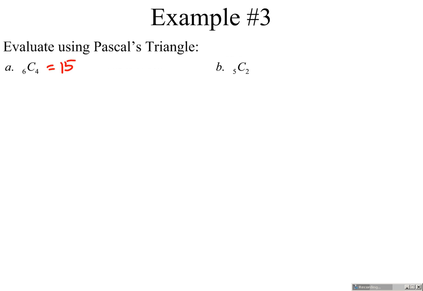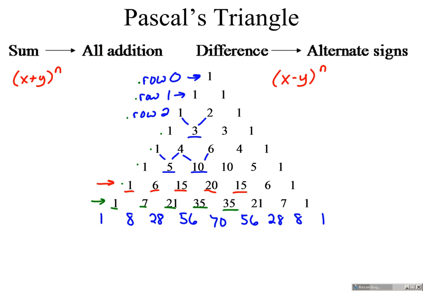5 choose 2. Go back to the triangle. Row 0, 1, 2, 3, 4, 5. 5 choose 0, 5 choose 1, 5 choose 2 is equal to 10.